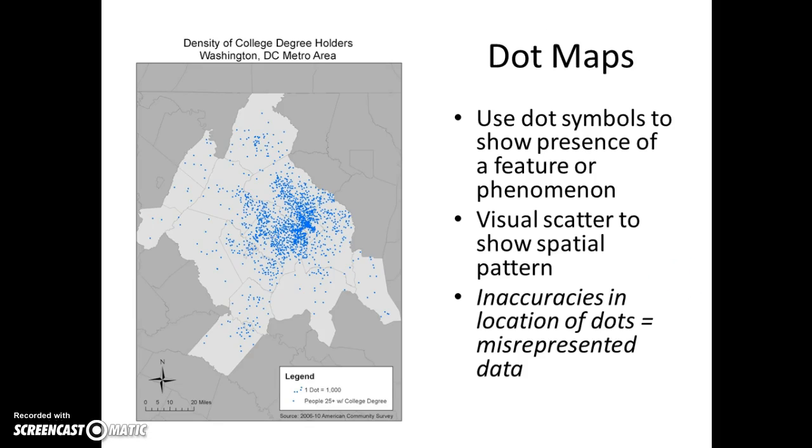Another way of displaying data is with a dot map. This is when you put a dot for each point of data in its relevant location on the map. This one happens to be a dot for every 1,000 college degree holders in the DC metro area. So we can see that there are areas of concentration of degree holders and then areas where there are fewer college degree holders. The problem with dot maps tends to be that if you don't put the dot in the correct place, you may have inadvertently grossly misrepresented your data. However, dot maps can be really helpful because they show us spatial patterns of information in ways that other maps might not.